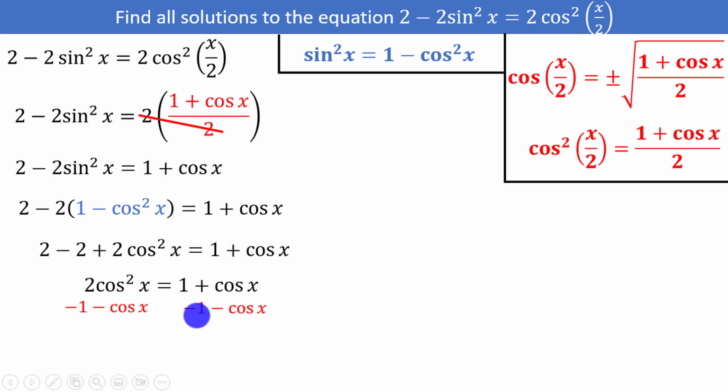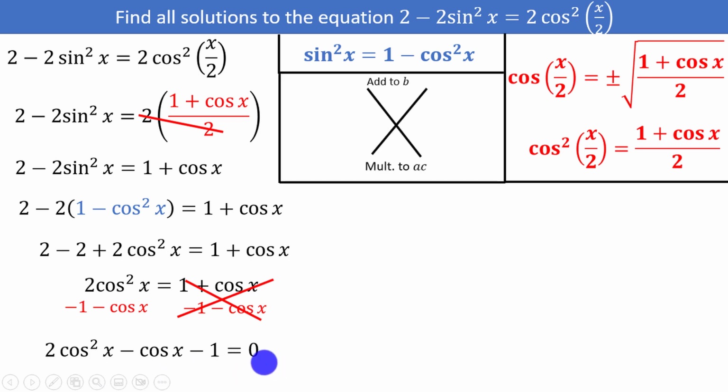If we subtract 1 and cosine of x from the right and left-hand side, we will be left with 2 cosine squared of x minus cosine of x minus 1 is equal to 0. Now we can factor this thing. We need to find two values that add to our b term, which is negative 1, and multiply to our a times c term, which is 2 times negative 1, or negative 2. The two values are negative 2 and positive 1. Negative 2 times positive 1 is equal to negative 2, and negative 2 plus 1 is equal to negative 1.